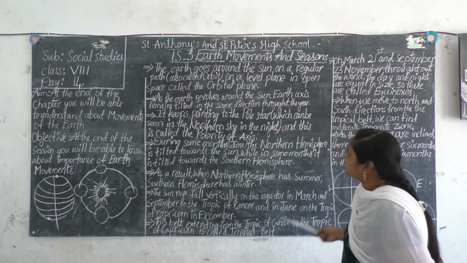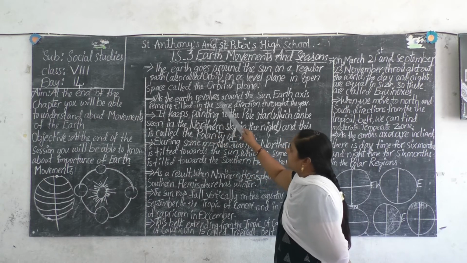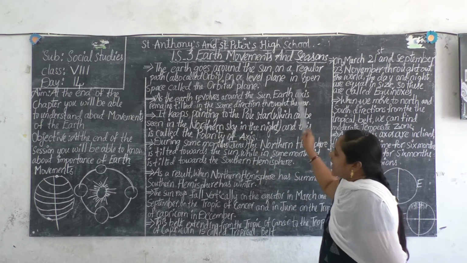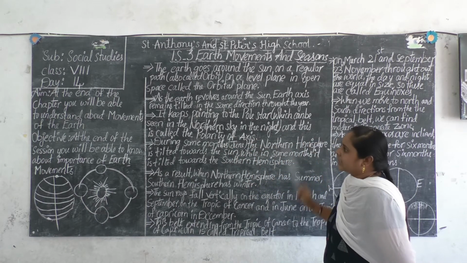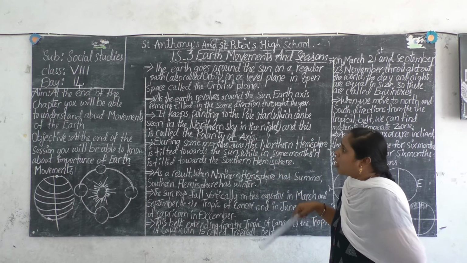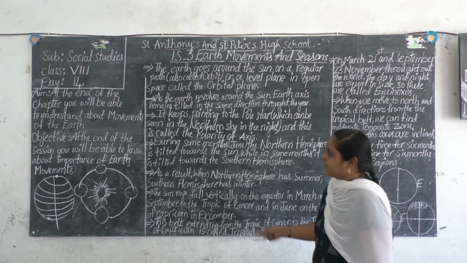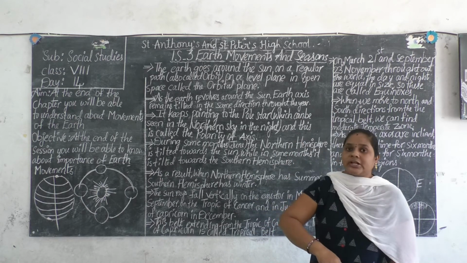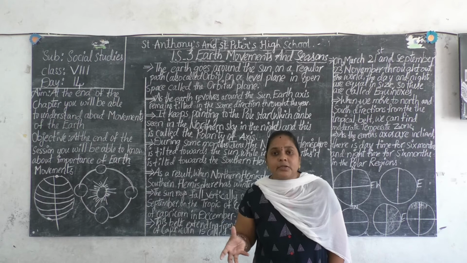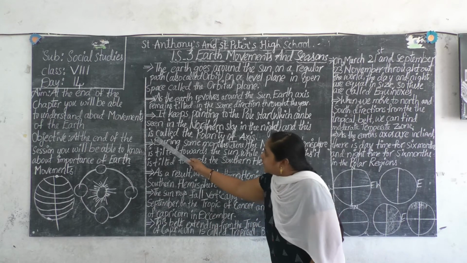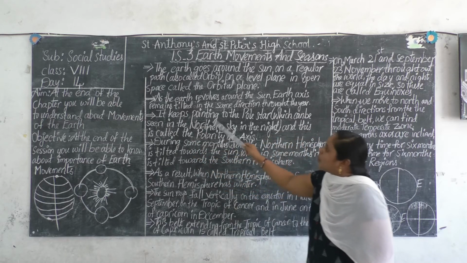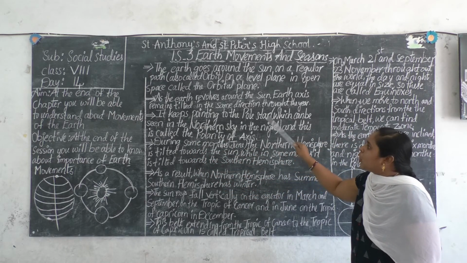Clear? And as the earth revolves around the sun, the earth's axis remains tilted in the same direction throughout the year. And always the earth rotates from west to east. Here, it keeps pointing to the pole star.